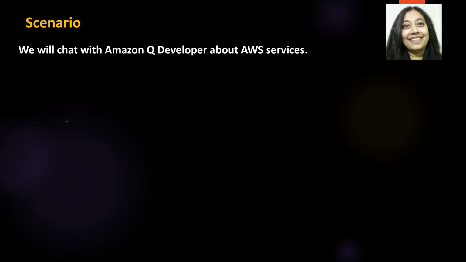Scenario for our lab today. Today we will chat with Amazon Q Developer about AWS services. It's a very simple scenario, and this particular lab does not require the pro version or the pro license of Amazon Q Developer. You can do this lab with the free version of this particular service as well.